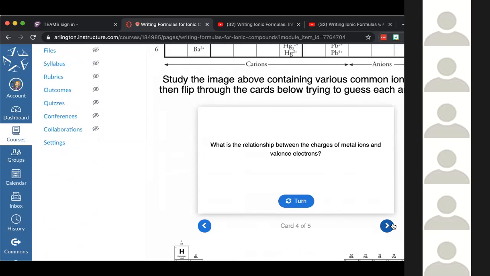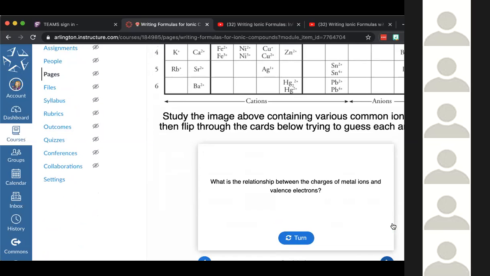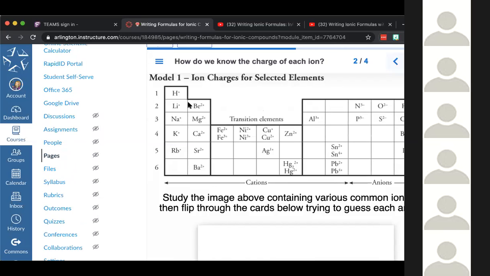If I keep going, it says, what's the relationship between the charges of the metal ions and their valence electrons? So how many valence electrons does group 1 have, and how many does group 2 have? And how do you think that relates to these charges? That's kind of what this is asking. So let's start with, how many valence electrons does every element in group 1 have?